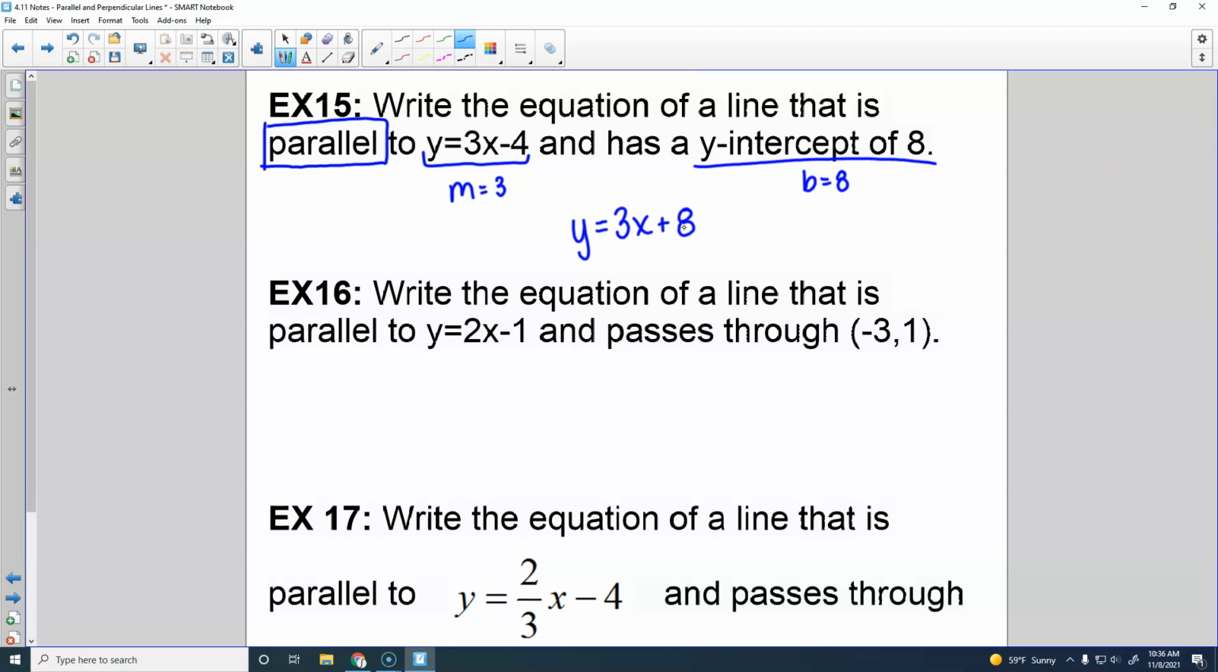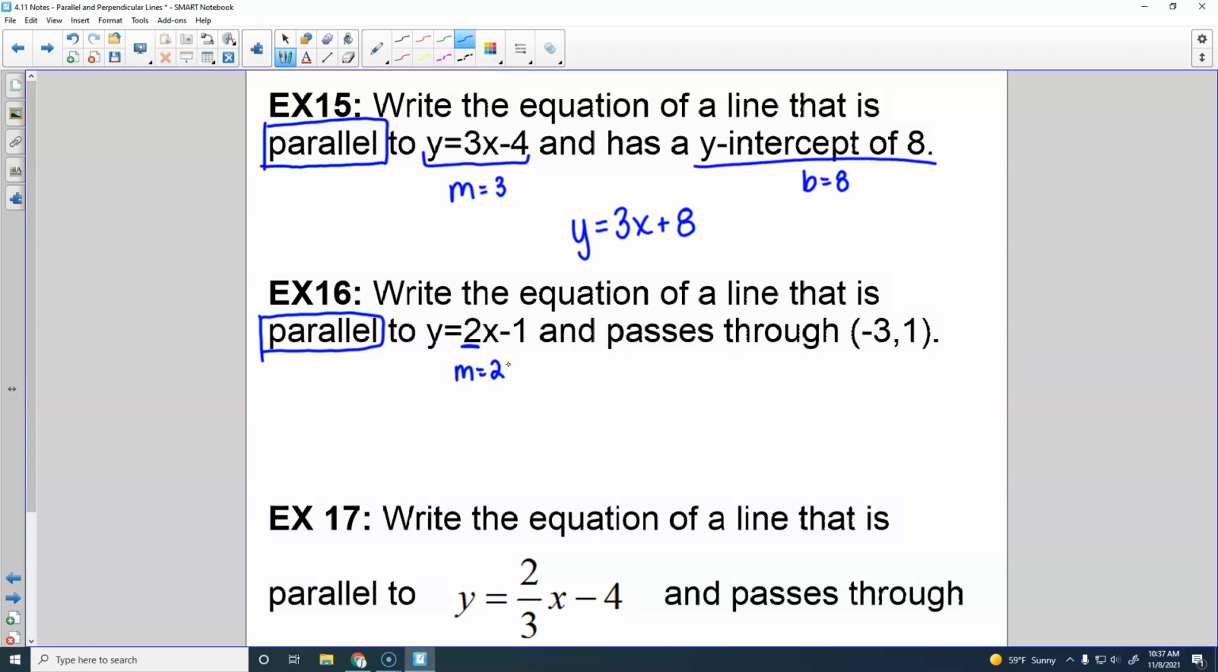Okay, for 16, it says write the equation of a line that is parallel to y equals 2x minus 1 and passes through negative 3, 1. So, let's see, Wade. What do you do on this one? Almost. All right, so tell me the pieces of information you have there. I heard a 2. Where'd you get the 2 from? Parallel to 2x, for y-intercept. Okay, so the slope of this line right here is 2. That's telling us if it's parallel, I know the slope is also going to be 2, right?